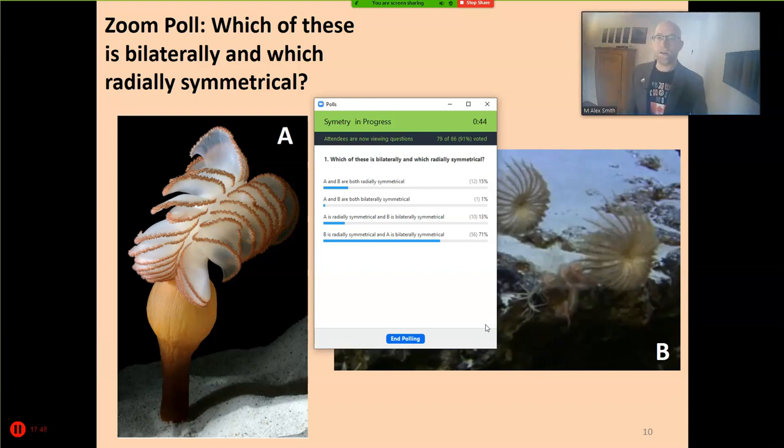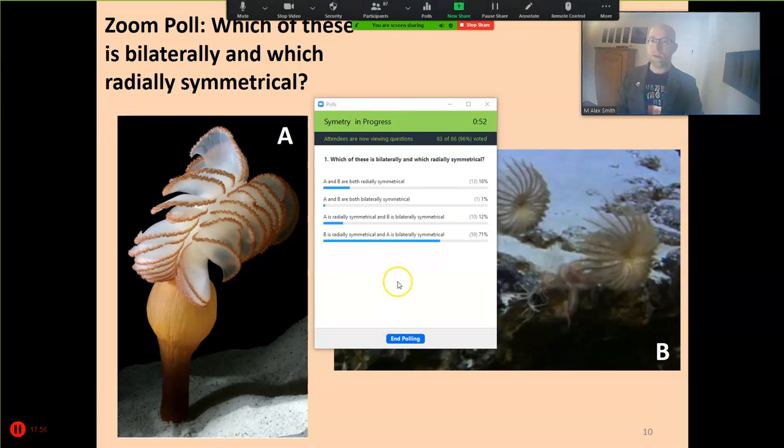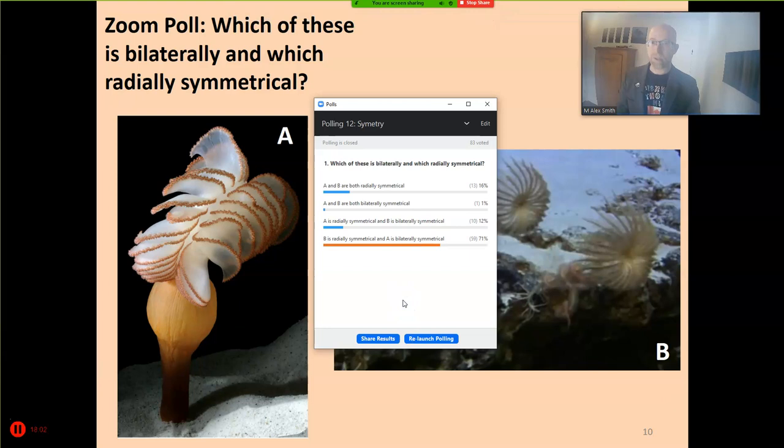All right, great job. Now let me show you what you hypothesized. The majority of you selected that B is radially symmetrical and A is bilaterally symmetrical. And let me just save that screen grab so that I can put it into the PowerPoint later on.